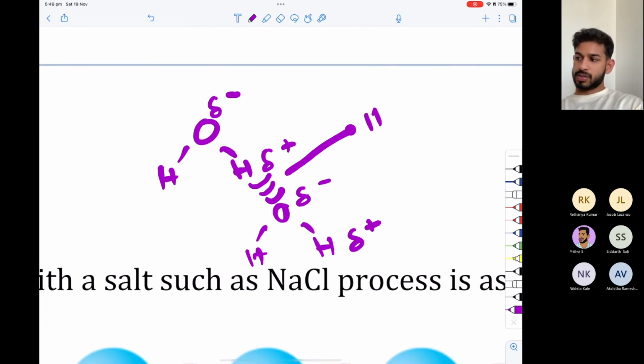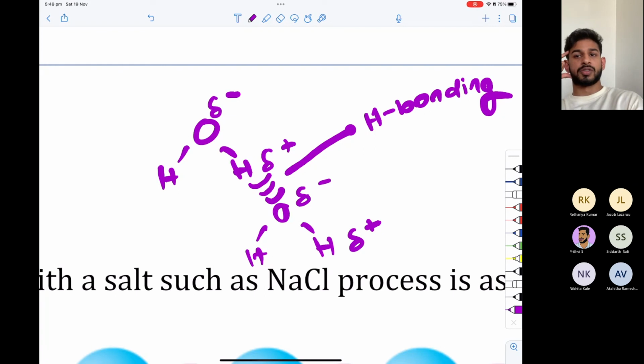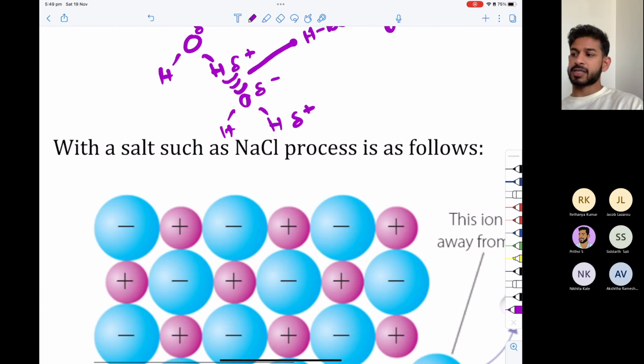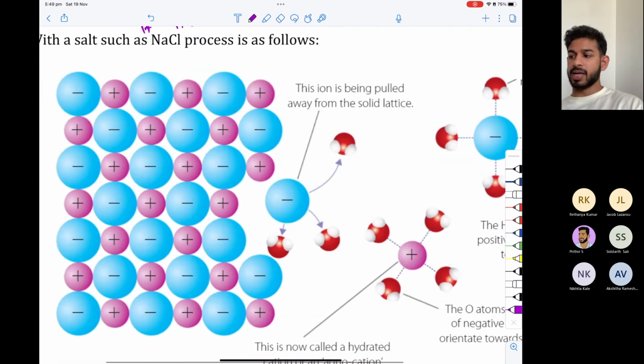Hydrogen bonds. Good. Is it inter or intramolecular? Inter. Very good, because it's between molecules, right? So it's the strongest of intermolecular forces, the other two being dipole-dipole, and the weakest being dispersion. Very good, right? Now, this is important to know because it's going to affect how water interacts with a lattice.